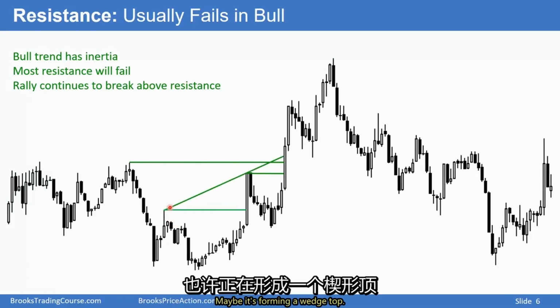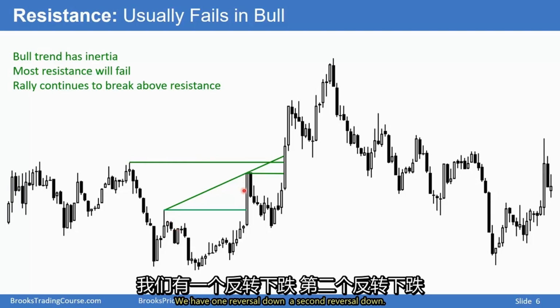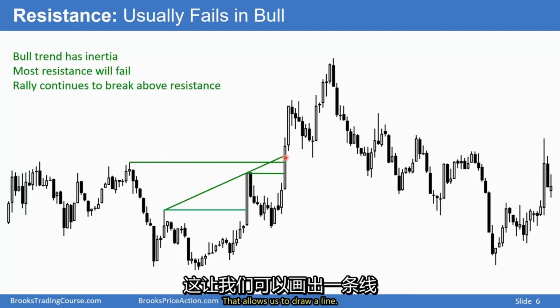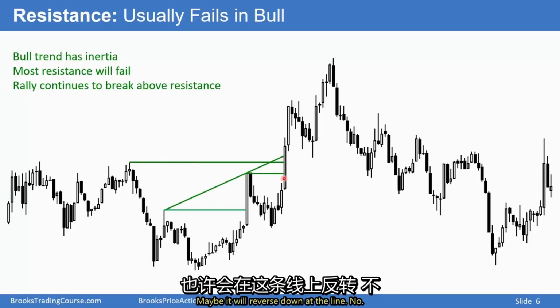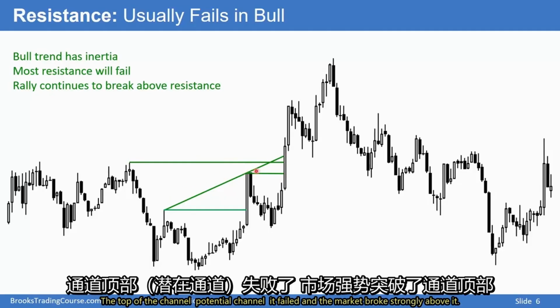Maybe it's forming a wedge top. We have one reversal down, a second reversal down. That allows us to draw a line. Maybe it will reverse down at the line. No. The top of the potential channel failed, and the market broke strongly above it.